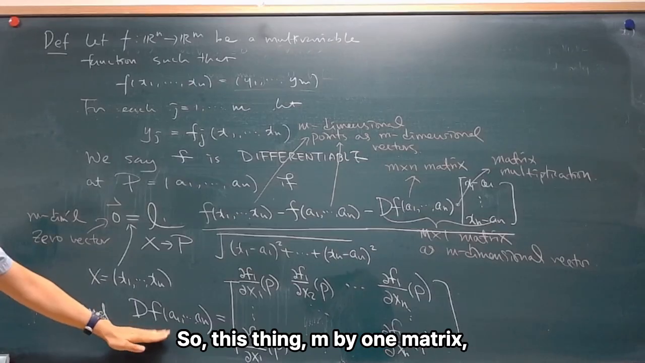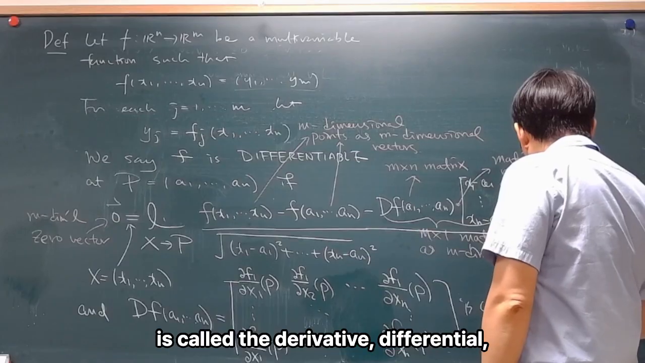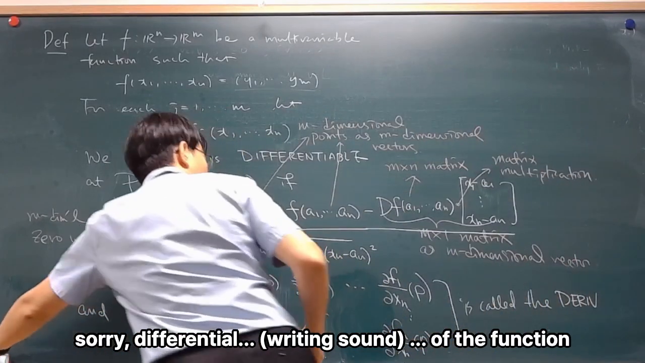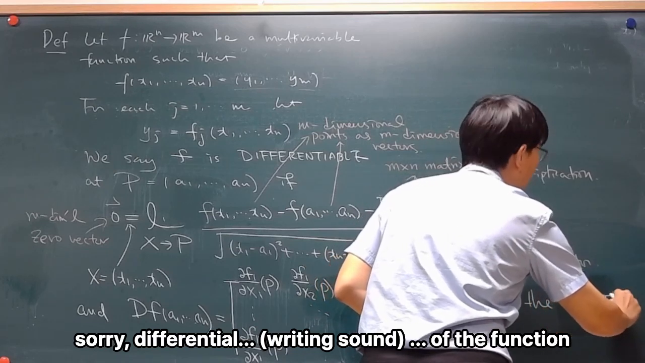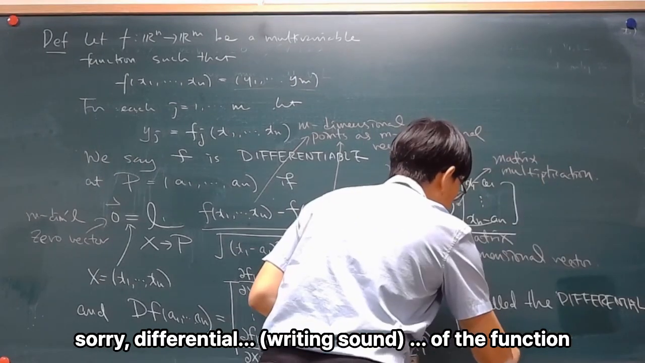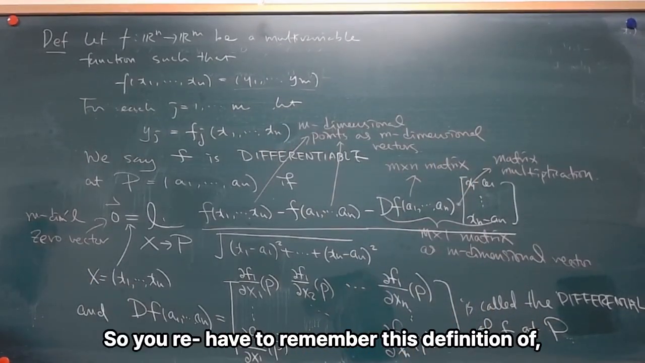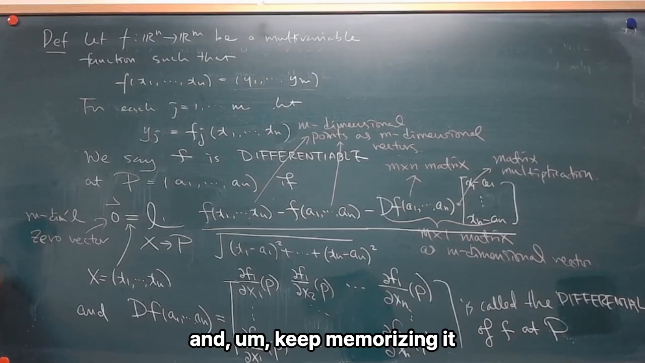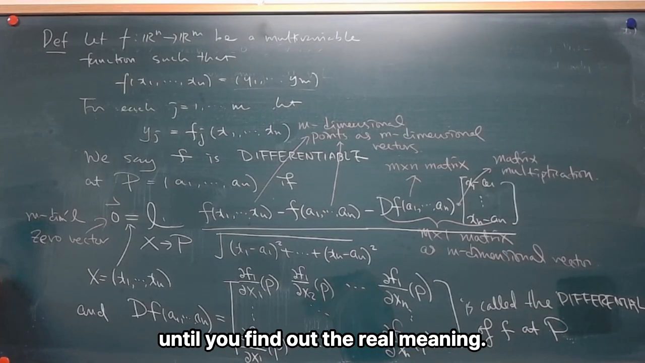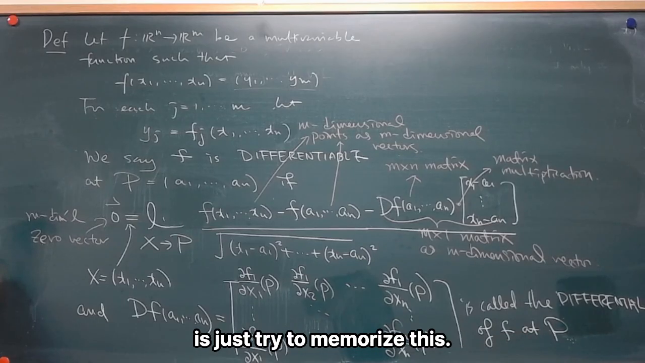So this m by n matrix is called the differential of the function at the point p. Okay, so you have to remember this definition. You have to remember the full definition. Just memorize it, and keep memorizing it until you find out the real meaning. Once you find the real meaning, you're never going to forget. But the first thing you have to do is just try to memorize this.